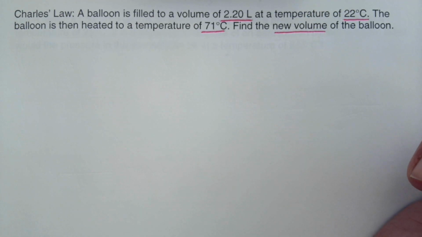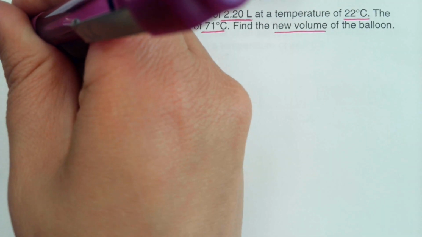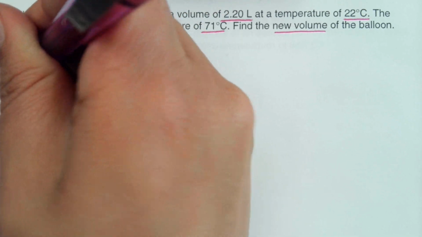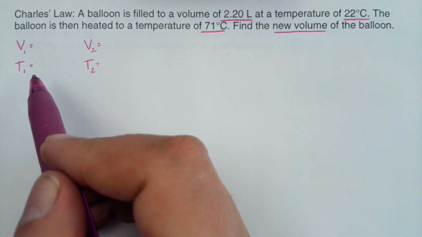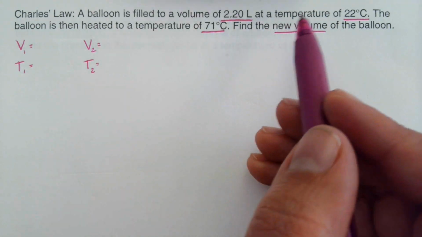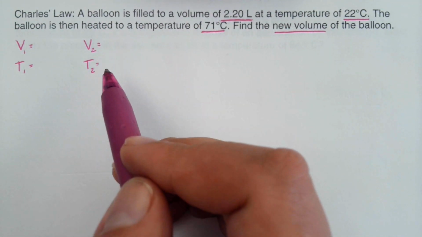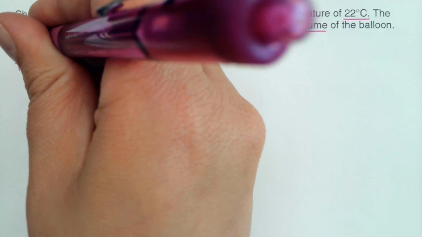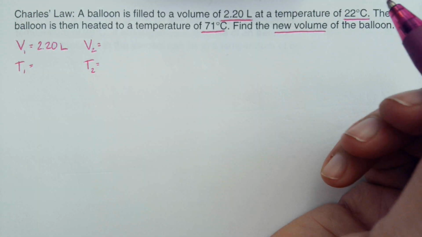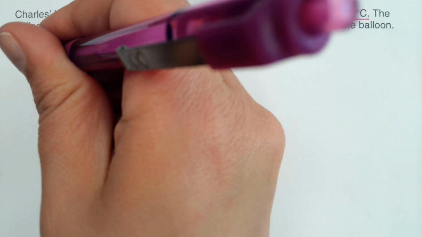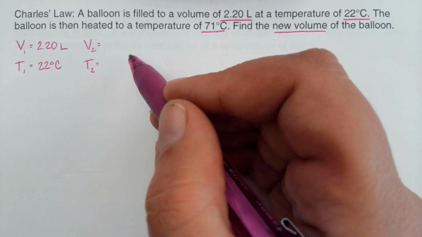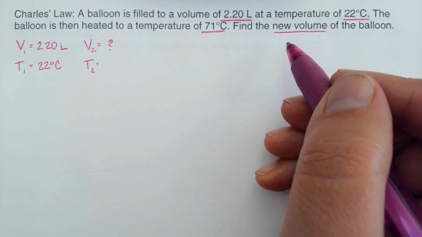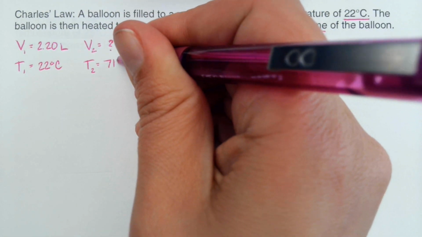So we're dealing with volume and temperature. So V1, T1, and then V2 and T2. We have the volume and the temperature from the first scenario, and then once the change occurs, the new volume and the new temperature. V1 is 2.20 liters, and T1 is 22 degrees Celsius. V2 is what we're trying to find, and T2 is 71 degrees Celsius.